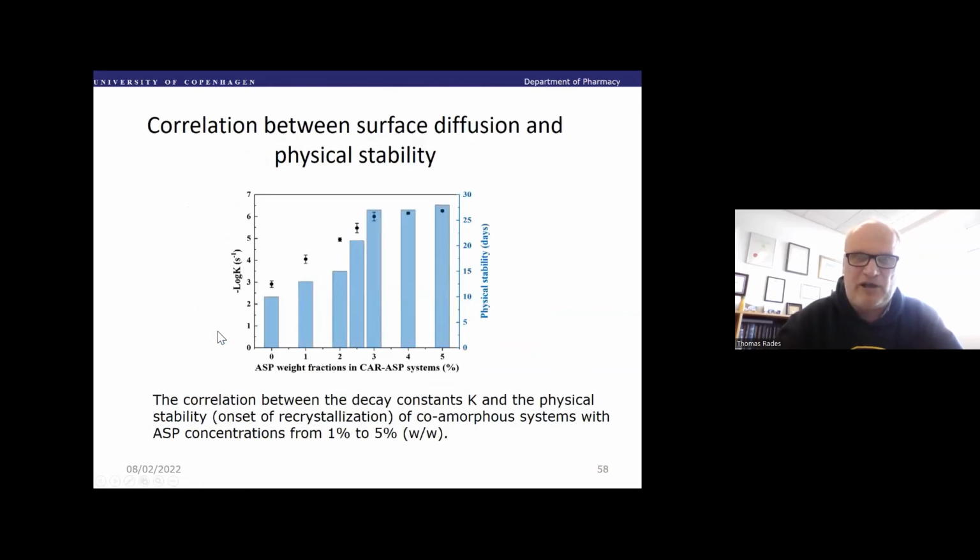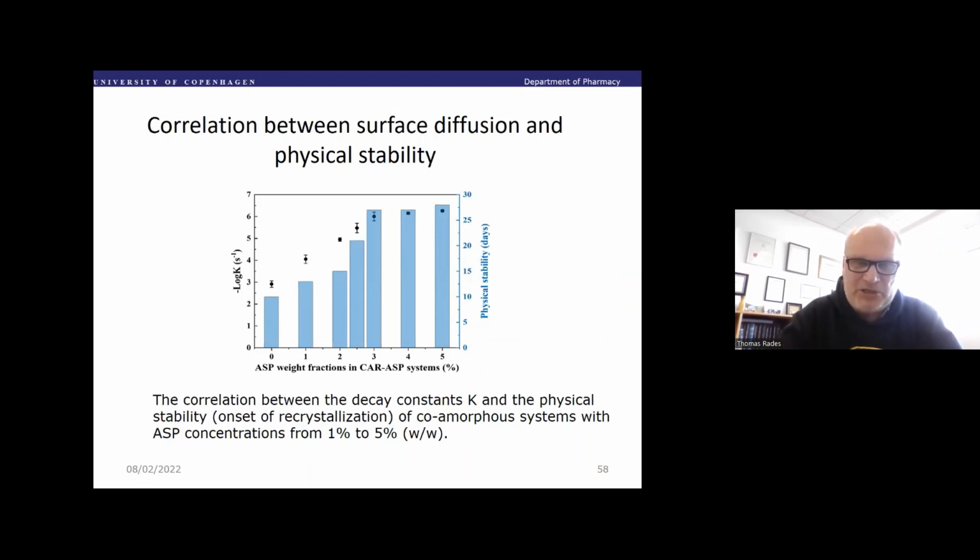And then if we plot those curves, or the logarithm of the decay constant here as the dots versus the actual physical stability, then we can see that already small amounts of an impurity can increase the stability of the material quite dramatically. And this, in our view, opens up new possibilities of stabilizing pure materials, not by converting them into an amorphous solid dispersion or a full-blown co-amorphous system, but by doping it, so to speak.